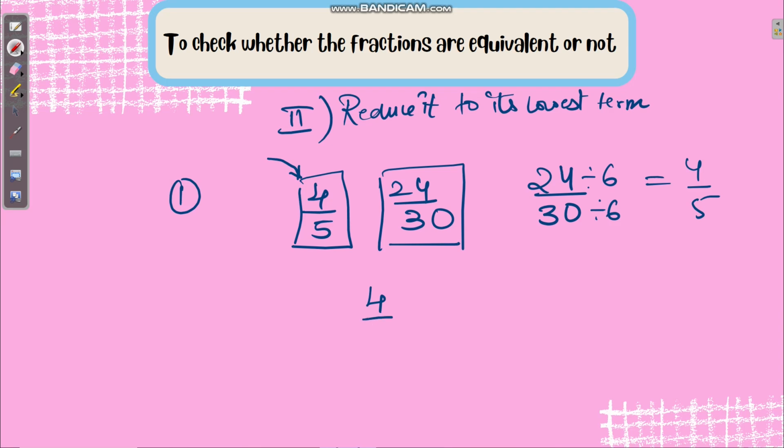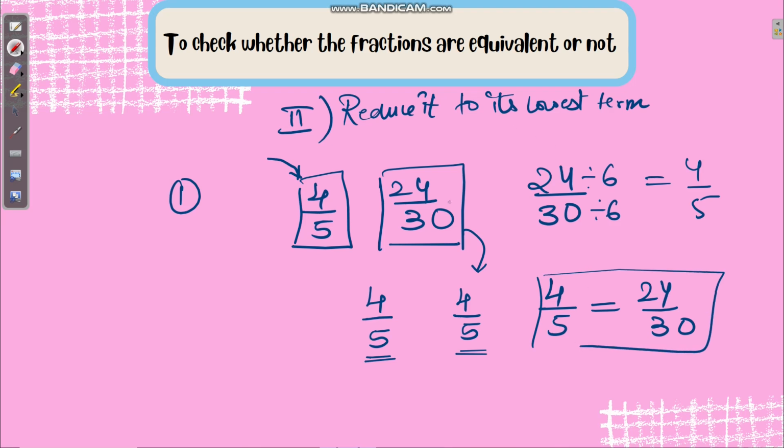If you notice, the first fraction is 4 by 5 in its lowest term. The second fraction, after reducing it, you get 4 by 5. Because both of them are the same, they are equivalent, because it's the same fraction, they are known as equivalent fractions. So you write down, not 2 by 5, it's 4 by 5 is equal to 24 by 30. The reason is the lowest term is the same, that is 4 by 5.